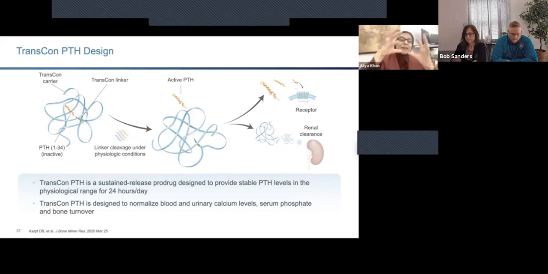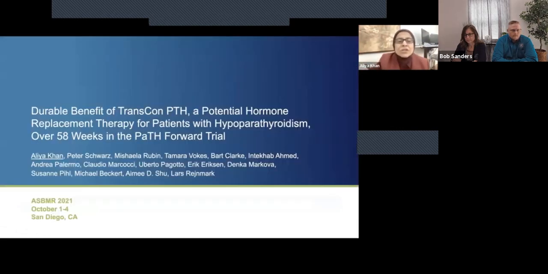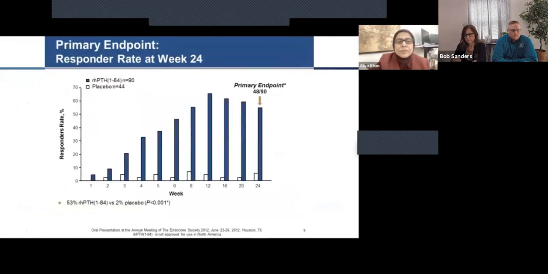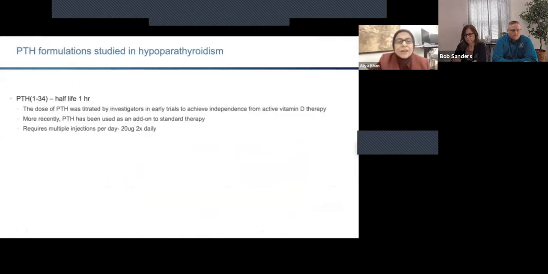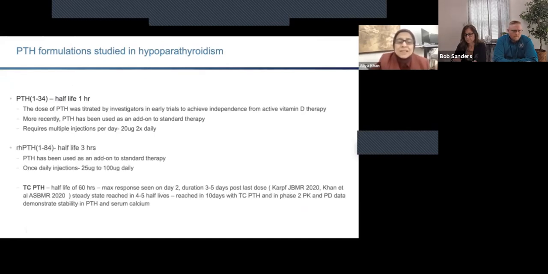And by giving it with this linker and this polyethylene glycol, we can allow that PTH to not have just a 1 hour half-life or a half-hour half-life, but to extend that half-life, so out to 60 hours. So if you look over here, when we're talking about half-life, the half-life of PTH 1 to 34 is 1 hour. But TransCon PTH has a 60-hour half-life.